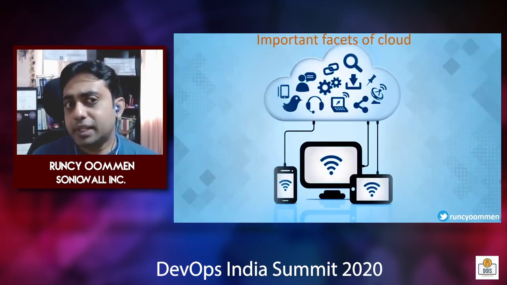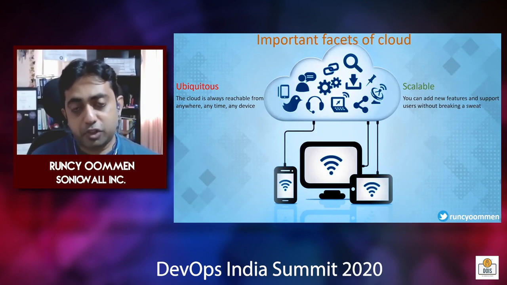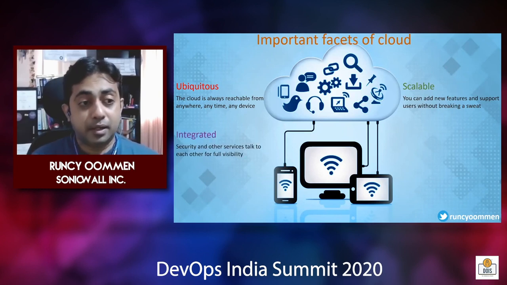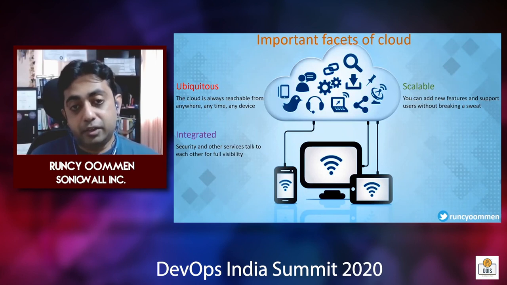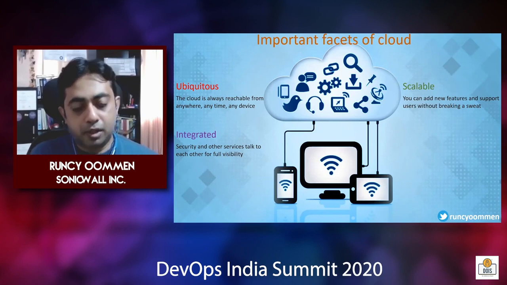To truly understand that, we need to know the different facets of the cloud. What are those? Cloud is ubiquitous. It is everywhere. You can reach it from anywhere, any device, anytime. Cloud is scalable. Yes, with the push of a button, you can have an unlimited amount of compute, storage, networking, or memory, without even breaking a sweat. Cloud is highly integrated into the fabric of the organization, because the services definitely talk to each other, and there cannot be a cutout between your corporate network and your other things.